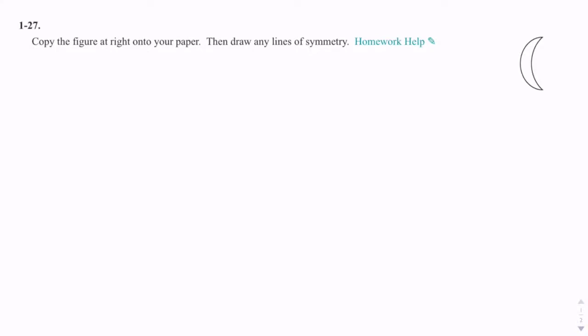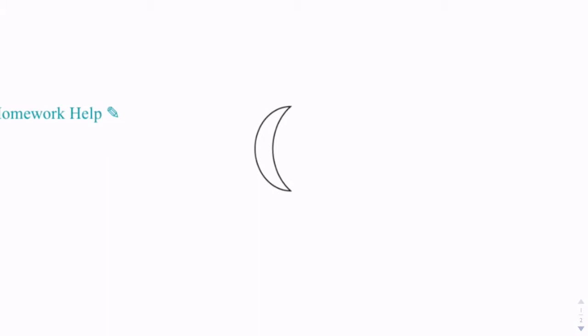Okay, for 27, they want us to draw the shape and draw lines of symmetry. So I'm going to take a shortcut. I'm just going to zoom in. Okay, that's as much as it's going to let me zoom.